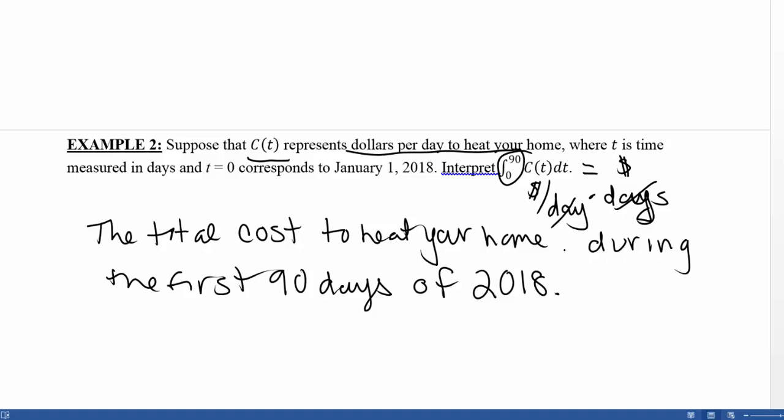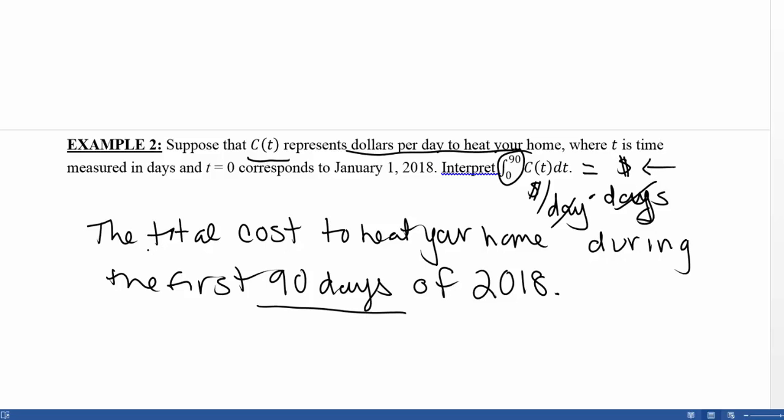So what are the key parts of this sentence? What are the things you want to make sure you have in your sentence? So we want to talk about this 90 days, or you could talk about from day 0 to day 90. You could say something like, roughly the first 3 months, but you need to talk about this time span because that's when it's happening. And then on the other side, we said that once we find this number, it's going to represent the amount of money.